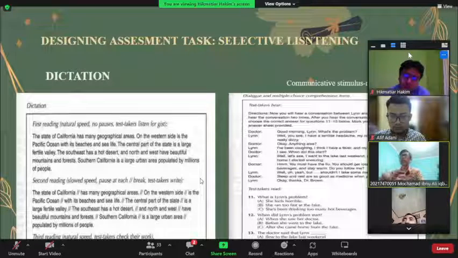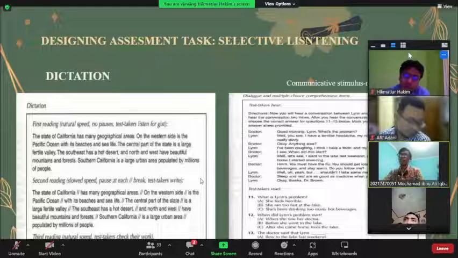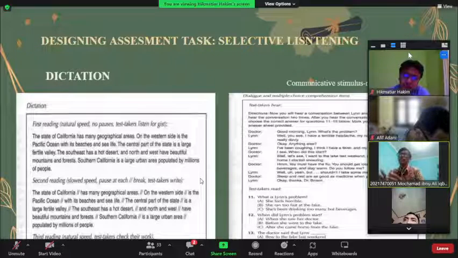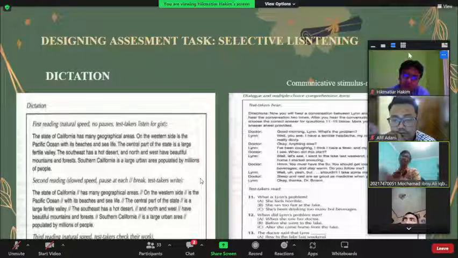No pause in here when the speaker reads the text, and the test taker listens. The second reading is at a slower speed, with pauses in the middle. For example, the state of California has many geographical areas, on the western side, in the Pacific Ocean. After every single sentence you pause and read more slowly.